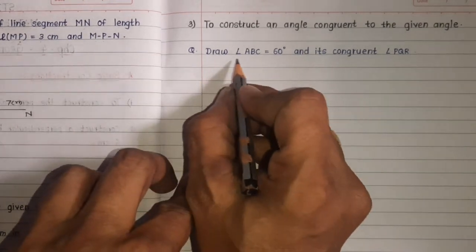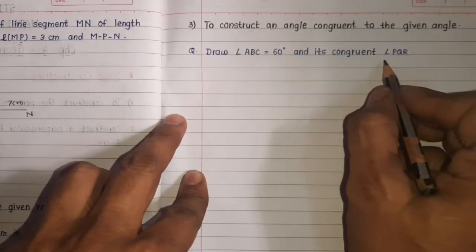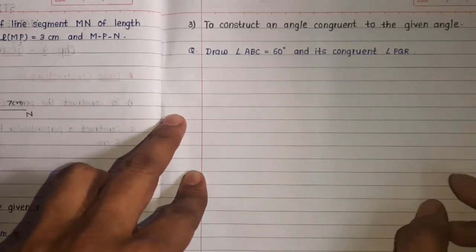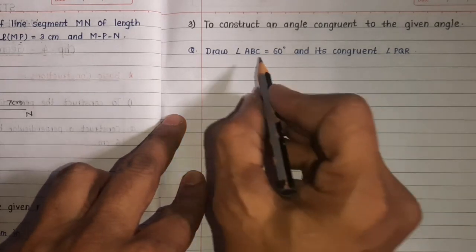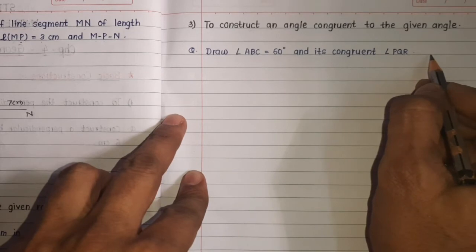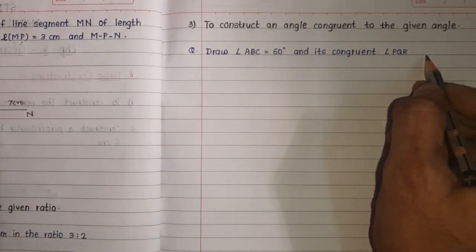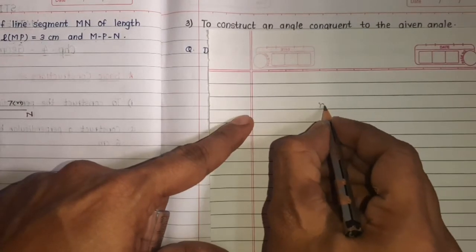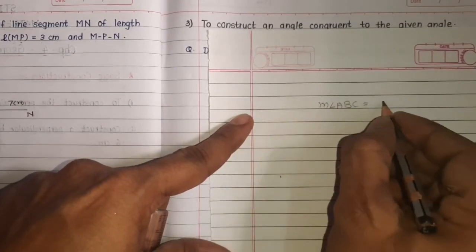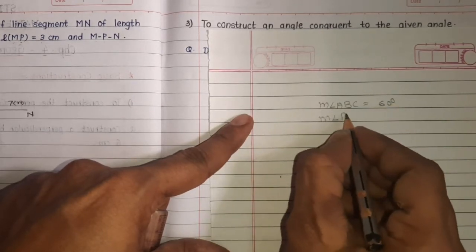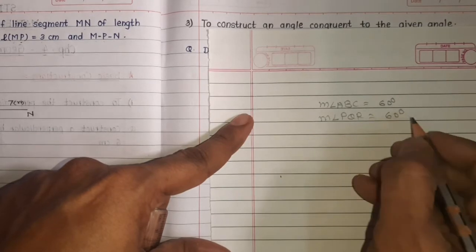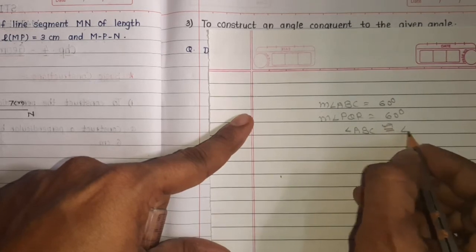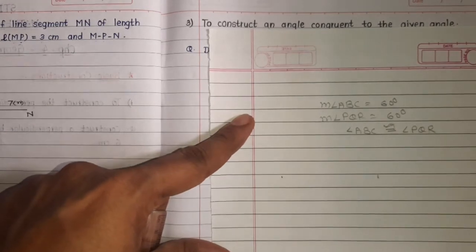See here, draw angle ABC of 60 degree and its congruent angle PQR. All of you know the congruent angles. That means if two angles have the same measurements, that is angle ABC is of 60 degree, then angle PQR is of 60 degree, then two angles are said to be congruent angles. Suppose we write here measure of angle ABC is 60 degree and measure of angle PQR is also 60 degree, then angle ABC is congruent to angle PQR.